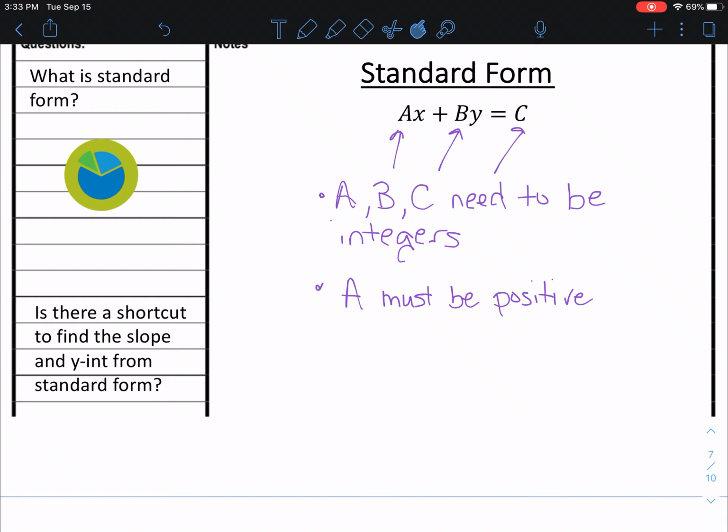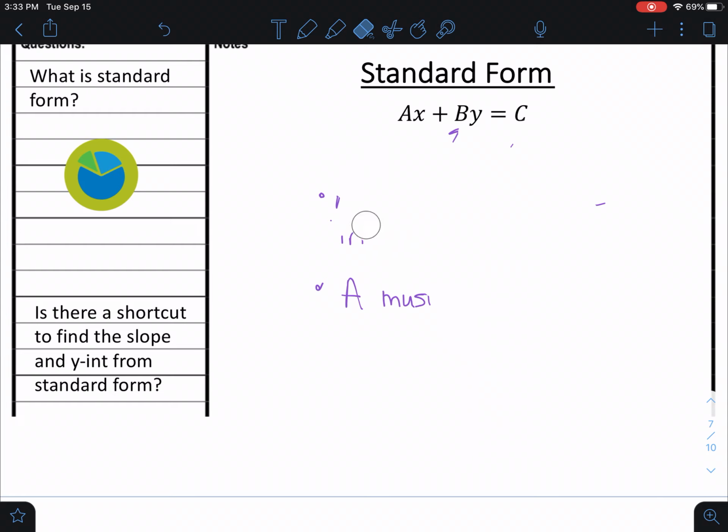is there a shortcut to find the slope and y-intercept from standard form? So rather than converting it to slope-intercept form, I can show you something here that might be a nice shortcut that you can use if you'd like. So one of the ways you can do this is think about this standard form. If I did the same thing and converted it into slope-intercept form, which is y equals mx plus b, but used just this generic form, that really just means getting y by itself.